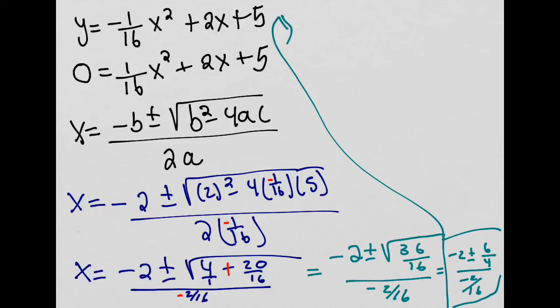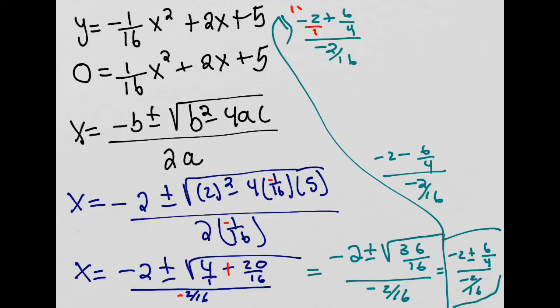So I have, let's work on the top. Or let's rewrite our two answers. Negative 2 plus 6 over 4 over negative 2 over 16. That's one. Then we have negative 2 minus 6 over 4 over negative 2 over 16. So we're going to go ahead and start by putting this over 1. And let's just find the LCD. This is a complex fraction. The LCD is 16. So I'm going to multiply top and bottom by 16 here, here by 4, and nothing here.